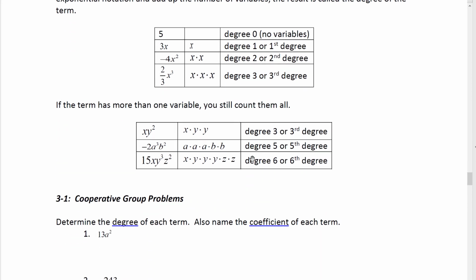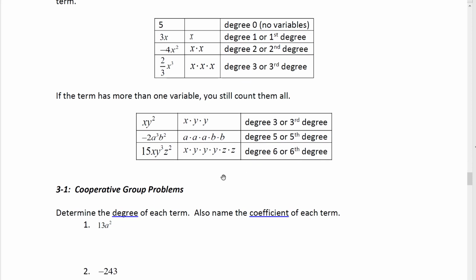If there's more than one variable in a term, we count all of them. So x times y to the second becomes x times y times y, 3 variables, degree 3. Negative 2, a to the third, b to the second. We have a times a times a times b times b, degree 5. And this much more complicated one, 15 times x times y to the third times z to the second. That's an x times y times y times y times z times z. It is degree 6 or 6th degree.